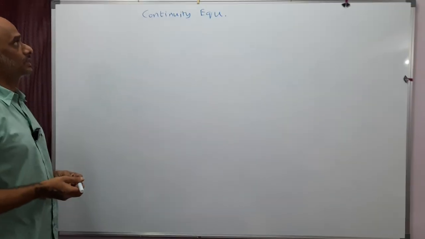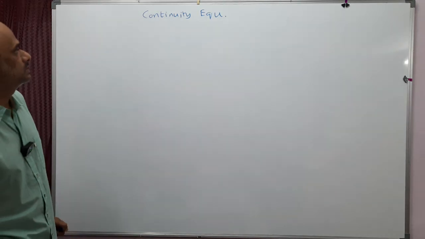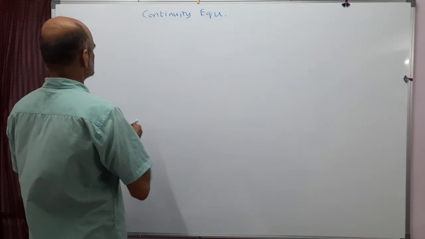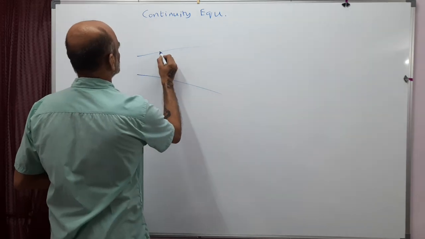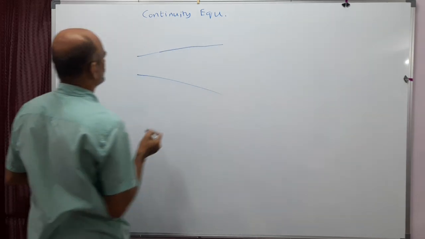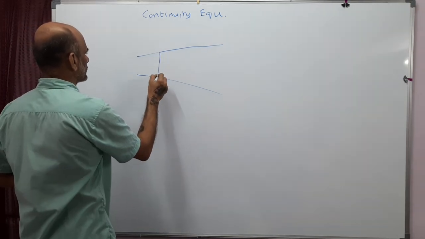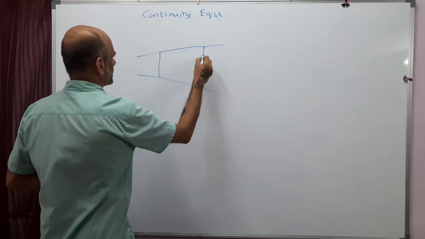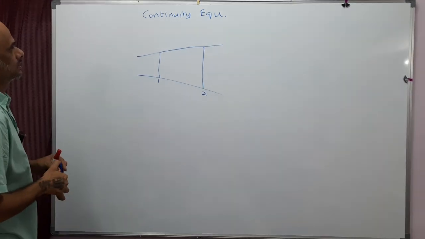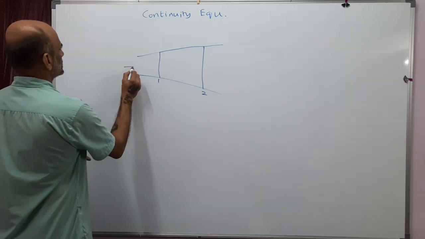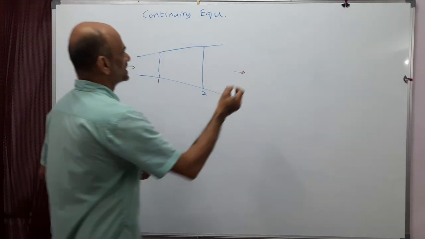First, I'll give some theoretical background. The continuity equation is basically conservation of mass applied to a fluid system. Consider this pipe. See, the liquid is flowing. When we consider this section of the pipe between 1 and 2, the liquid is flowing in this direction, and we are considering steady state.